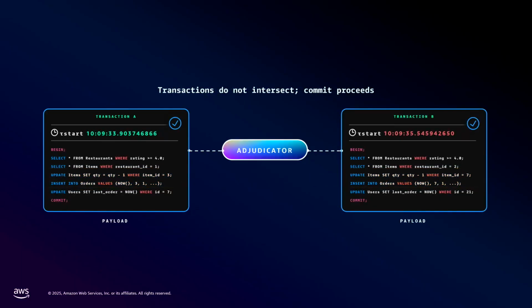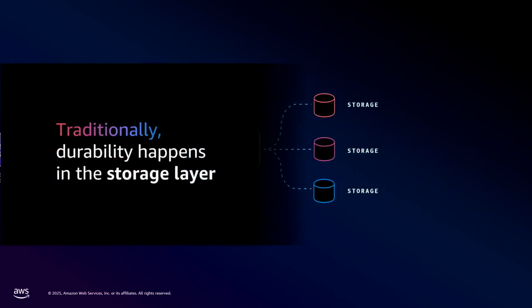But what happens when there are no conflicts? If those two transactions, A and B, do not have any conflicting writes, then the adjudicator is going to commit those transactions individually. It is going to proceed committing both these transactions. So the adjudicator has finally decided which transaction it needs to commit and which needs to be aborted.